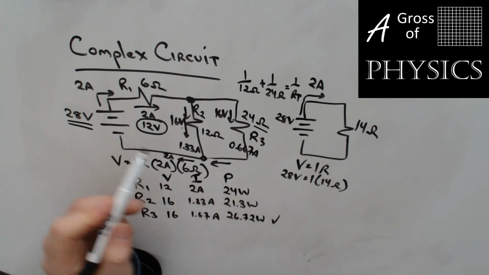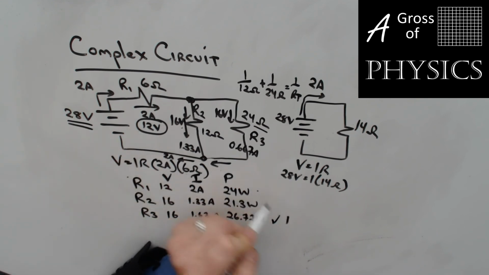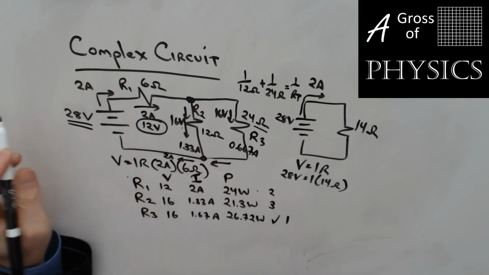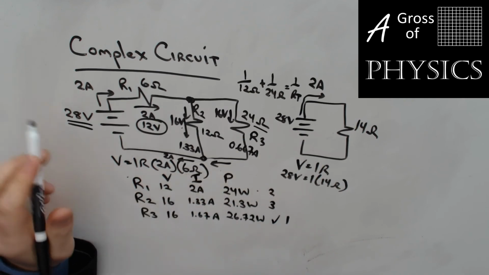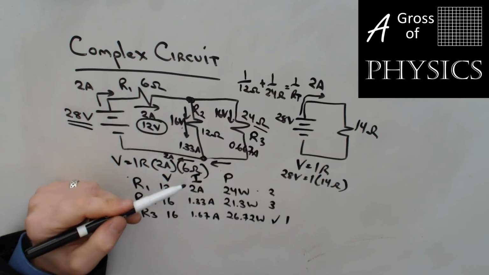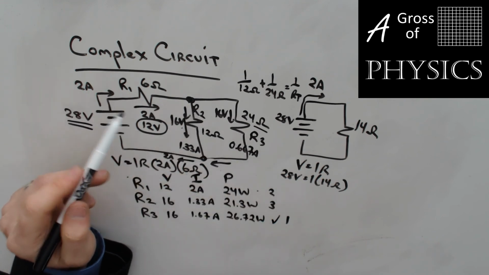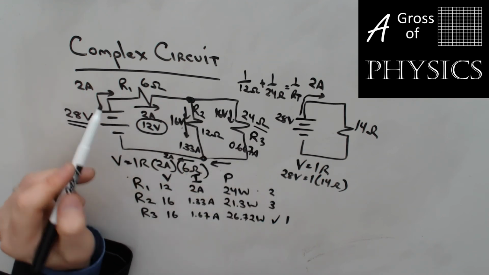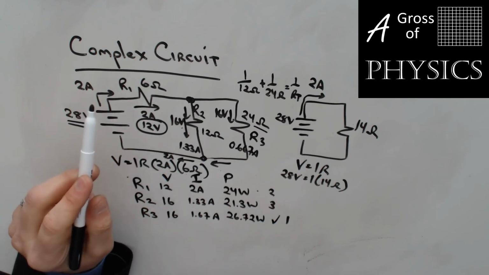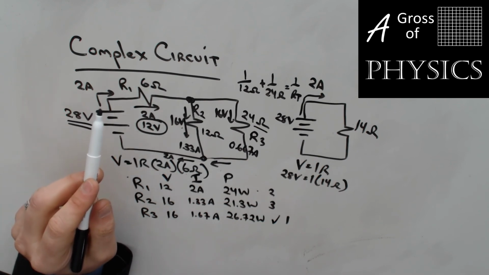So if asked which one is the brightest, if these were lamps, you'd say R1, R2 is second, R3 third in terms of brightness. But this allows us to find V, I, and P for every resistor on the board. Remember, R is going to be your constant, and V and I are going to change depending upon the situation. And that's the complex circuit.